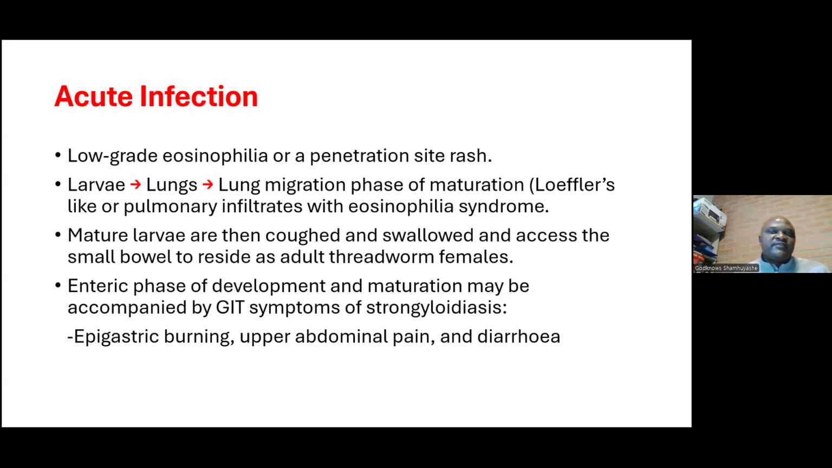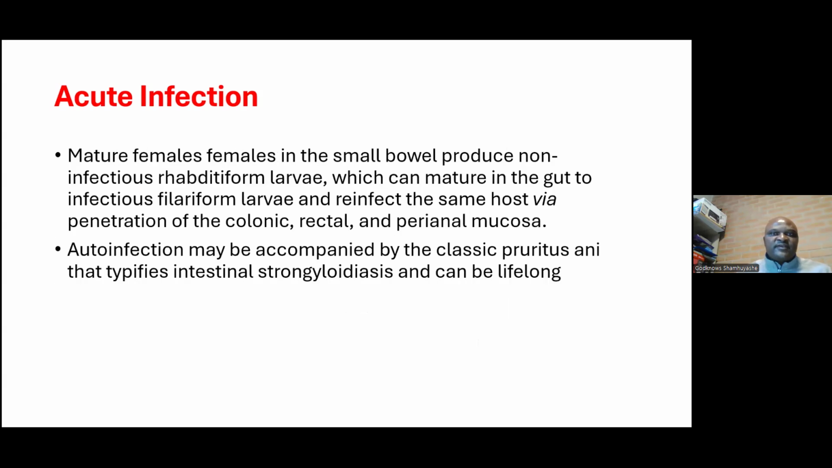So there you have an enteric phase of development and maturation, which can be accompanied by the GIT symptoms of strongyloidiasis, where the patient can have epigastric burning pain or upper abdominal pain, and sometimes diarrhea and constipation. The symptoms usually are not specific. The mature females in the small bowel can produce non-infectious rhabditiform larvae, which mature in the gut into infectious filariform larvae. They then reinfect the same host via penetration of the colonic, rectal, and perianal mucosa. Such infection can be accompanied by the classical pruritus ani that typifies intestinal strongyloidiasis, and it can be a lifelong scenario.